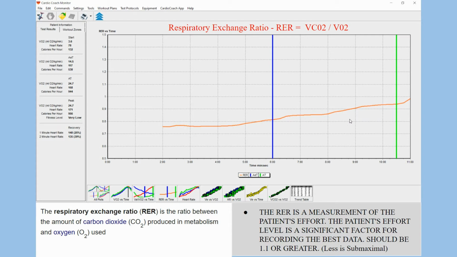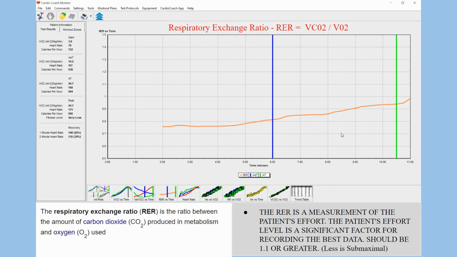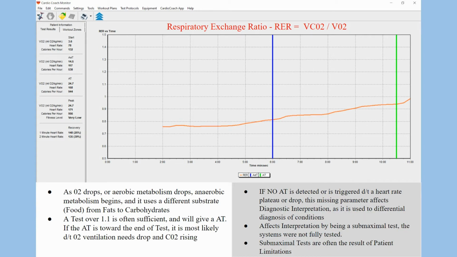So when we look at this number, it is actually a measurement of the amount of effort the patient had to put forward on the test. And it is recommended that we have a test that reaches at least 1.1. Anything less than that will be considered submaximal. It could still be useful, but it's not the quality of test we're looking for, unless, of course, it's limited by the patient due to their conditions. Let's look at another one.